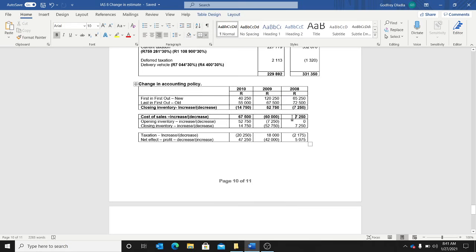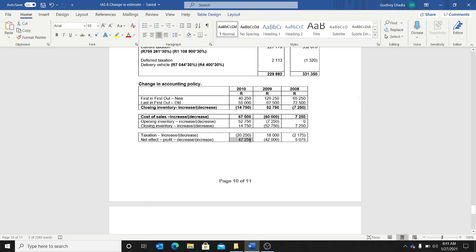If cost of sales like here increases, the profit will decrease. If the profit decreases, the tax must decrease. You'll see decreasing tax. Then the net is a decrease in profit. If this one decreases, the profit will increase, the tax must increase. This is a net increase. If this one increases, the profit will decrease, and then the tax will decrease too.